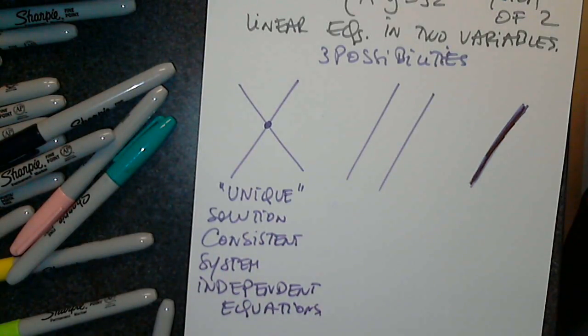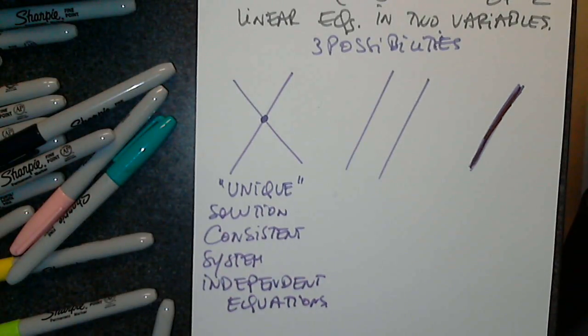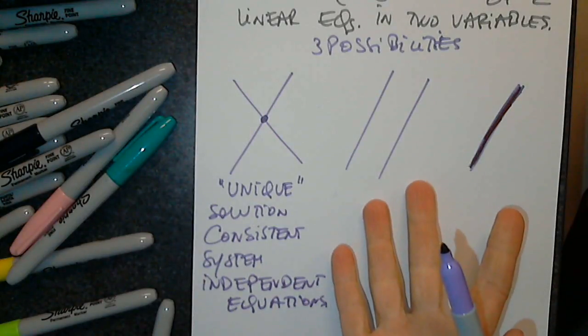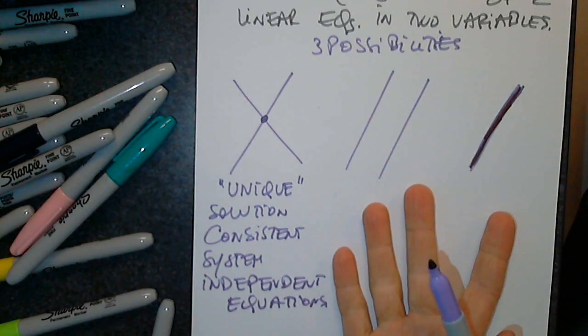Important terminology. Number 1. How many solutions? Unique. Just one. Single solution if you want. If you don't like the word unique, just say one solution. How is the system called? The system is called consistent because it has a solution or many. It's called consistent. How are the equations called? Independent.